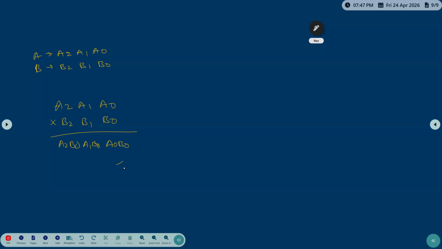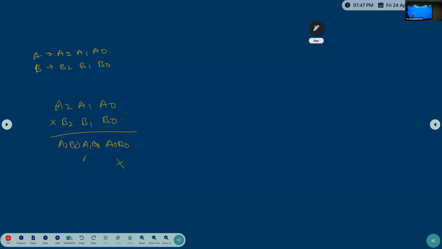For 3-bit numbers, how many bits will there be? We will have A2, A1, A0 and B2, B1, B0. If I multiply directly, A2 A1 A0 into B2 B1 B0, the first row is A0 B0, A1 B0, A2 B0. This position is completed.